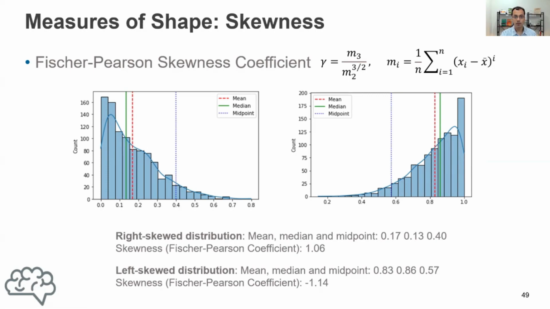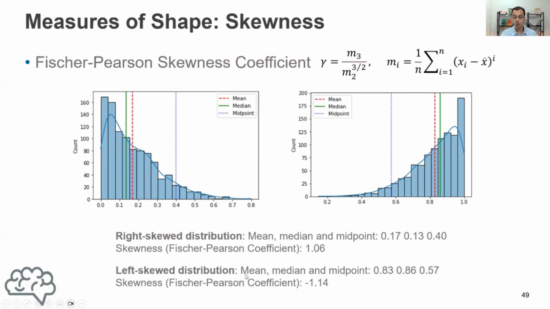If we want to have a look at the numeric values, here we have the numeric values for the mean, median, and midpoint of this right skewed distribution. And we also have the skewness calculated by this coefficient. And it's important to realize also that we have different ways of calculating the skewness, and this is the one that is most commonly used by the tools that we work with.